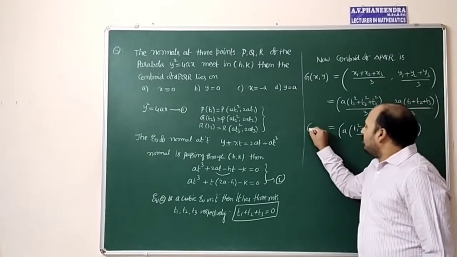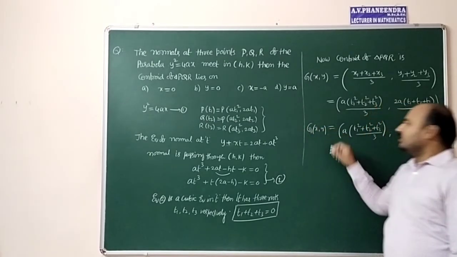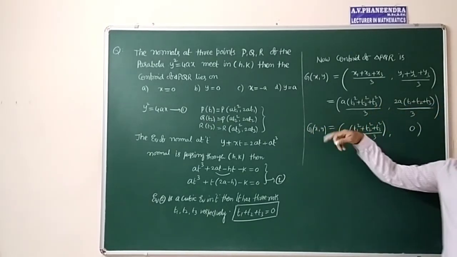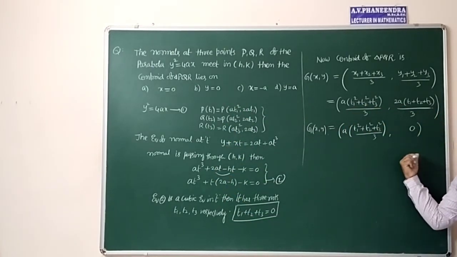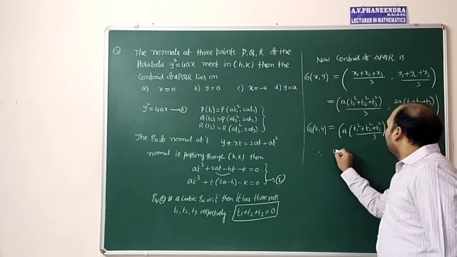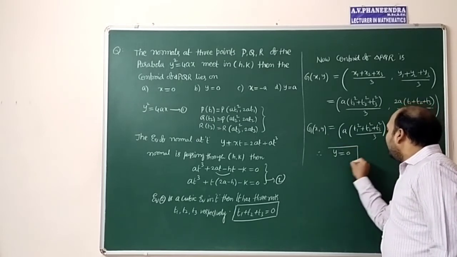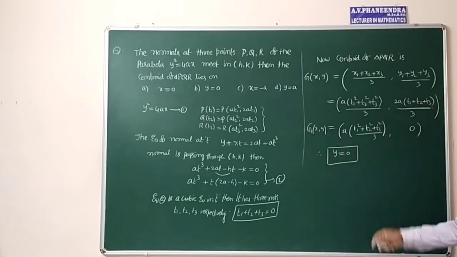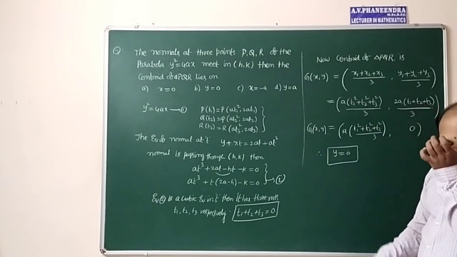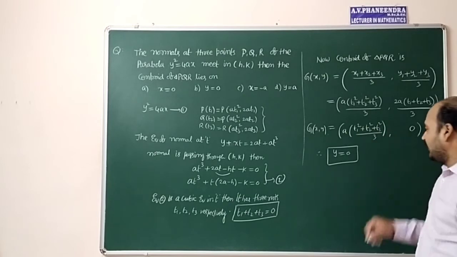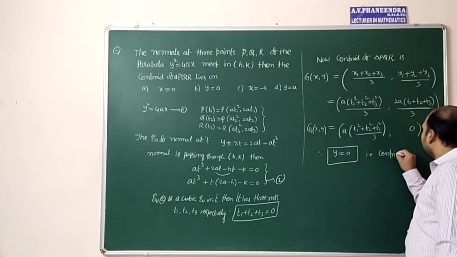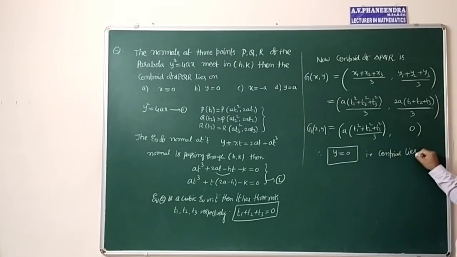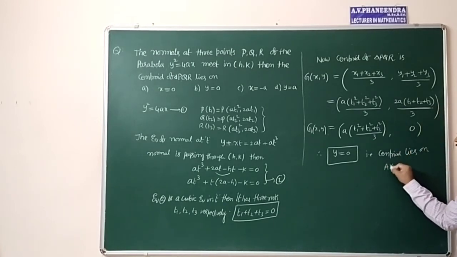So if you observe this G of x comma y, where does the centroid lie? What coordinate is 0 here? The y coordinate is 0. Therefore, y is equal to 0. In the centroid, the y coordinate is 0. That means the centroid lies on the x axis.